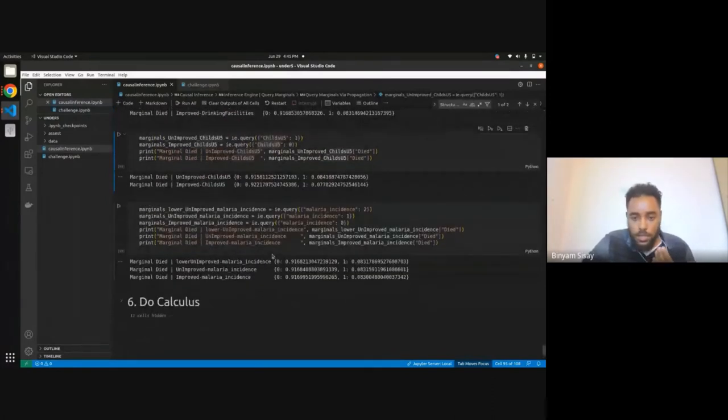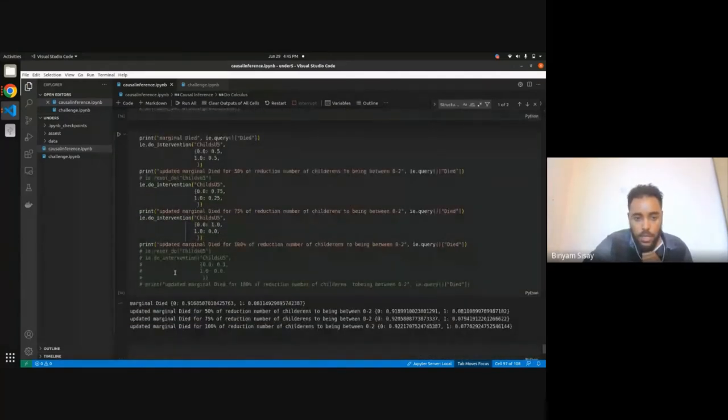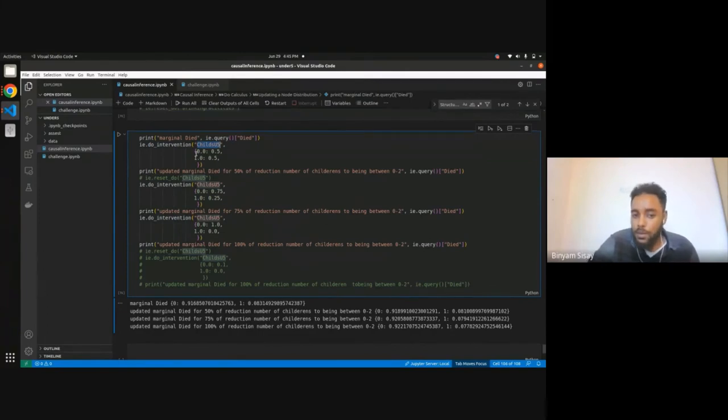Now, another interesting thing that CausalNex allows us to do is percentages. Let's say for the same thing, we have a do intervention API, where we provide the column and give it the possible options 0 and 1, and it returns the percentage coverage, or the probability, of the people. For this specific case, firstly, we queried the number of children who died, which is around 91%, and this is just a repetition, 0.83%.